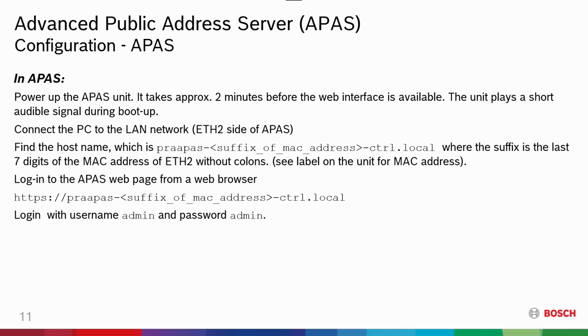So we now need to find the host name so we can connect our iPad or web browser to the APAS interface. The host name, as you can see here, is PRAESENSA, then a minus sign, then the suffix from the MAC address, then a minus sign, then ctrl.local, and the suffix is the last 7 digits of the MAC address for the Ethernet 2 port if you're connected to that port. It's easy to configure the system from the Ethernet 2 side, on the LAN side, where you can connect a PC or an iPad and do the configuration from there.